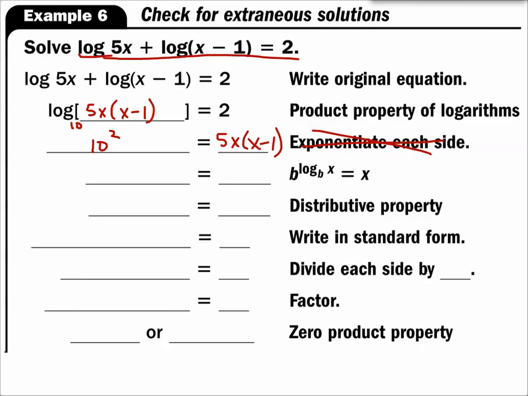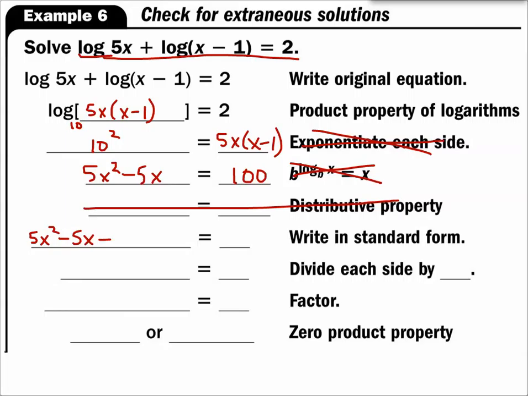Okay, so I'm going to rewrite this. This is 5x squared minus 5x, and then 10 squared is 100, and I'm ignoring the instruction there. Well, that's okay, but it's not great. Okay, now, we in fact already did the distributive property. That's fine. Write in standard form. Oh, that's valuable. So 5x squared minus 5x minus 100 equals 0.